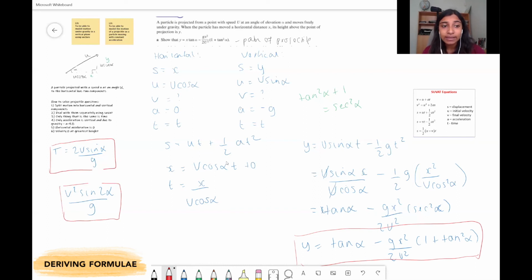So that's everything, that's all the equations you need to derive for projectiles, and we've learned how to use this. So now let's apply this to one more exam style question.